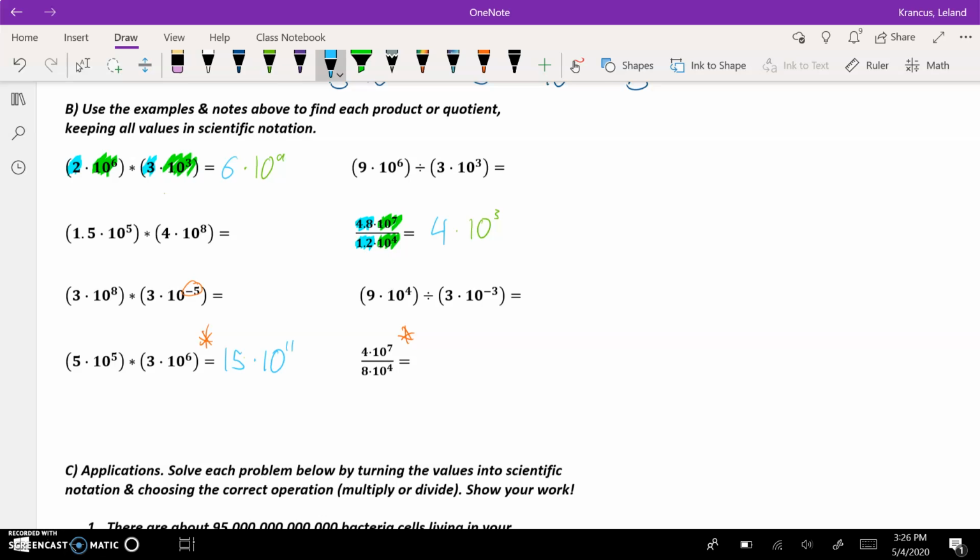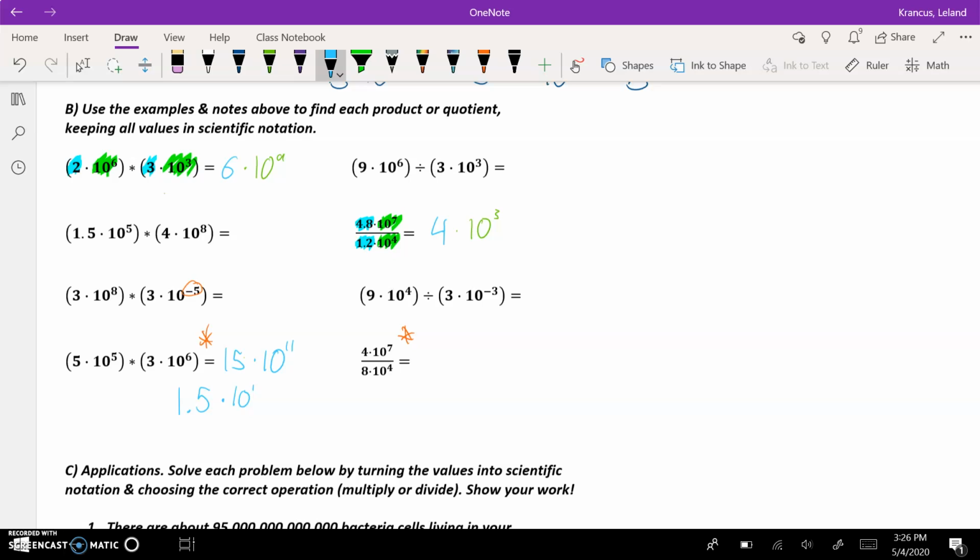Now that is a correct thing to do, but technically it's not in scientific notation. In scientific notation, this first number shouldn't be 15 because that's greater than or equal to 10. It should be a 1.5. So what happens to our power of 10 when we do this? Well, what you're effectively doing is dividing 15 by 10. You're taking out another power of 10.